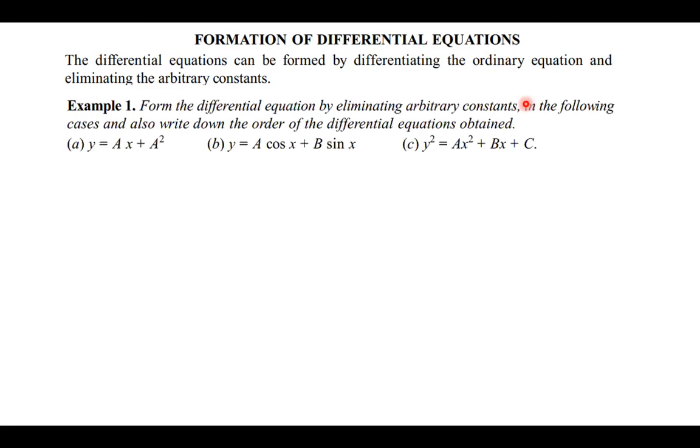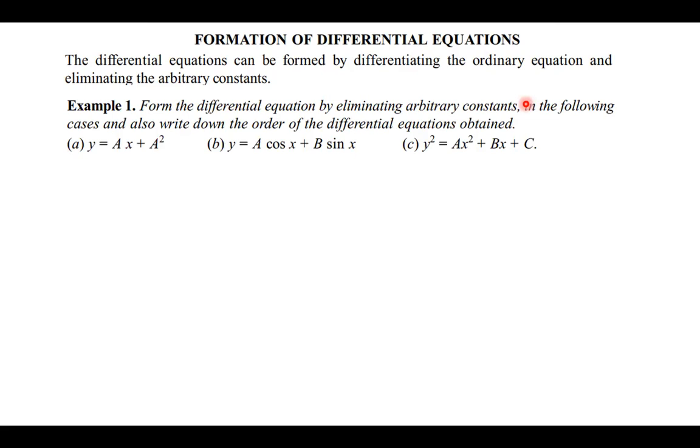We all know what an arbitrary constant is. It's just a constant. Let's say, for instance, x squared plus 2; there the arbitrary constant is simply just 2. When you have, for instance, x plus 3, the arbitrary constant there will just be 3. So let's look at these examples.